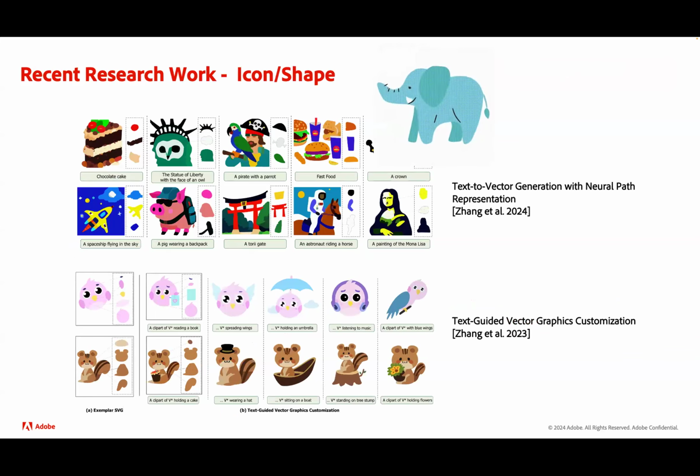This is trying to generate the vector as an SVG path from the prompt and input. So when you have this icon, you can easily customize it later because it's in the SVG path. And the blue one is text guided vector graphic customization. In this case, when you have an initial vector and you want to generate more, you can just use a prompt and it will customize it for you. It will still share the original identity and still follow the prompts, and it's also in the SVG space, so you can easily customize it with existing software.